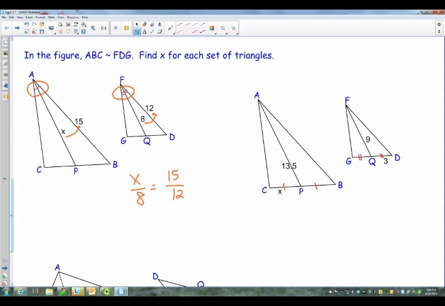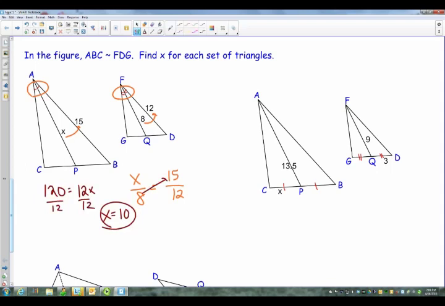So we cross multiply, you get 8 times 15. 8 times 15 is 120. 12 times x is 12x. Divide by 12, and you get an x value of 10, and problem is solved.